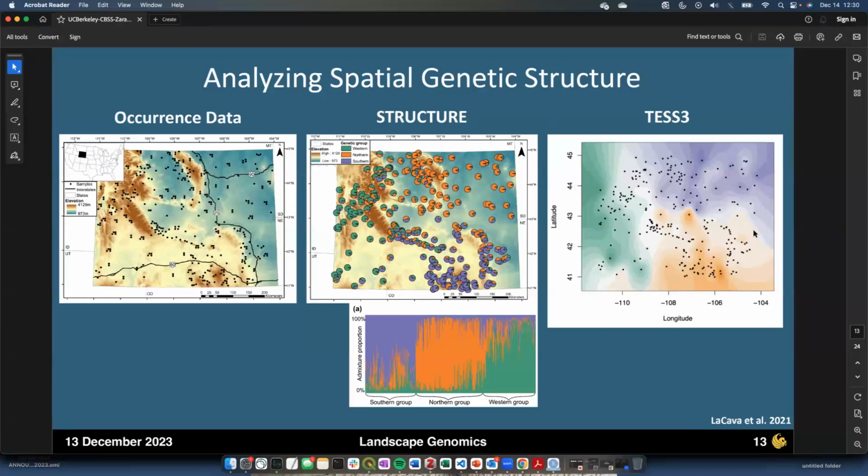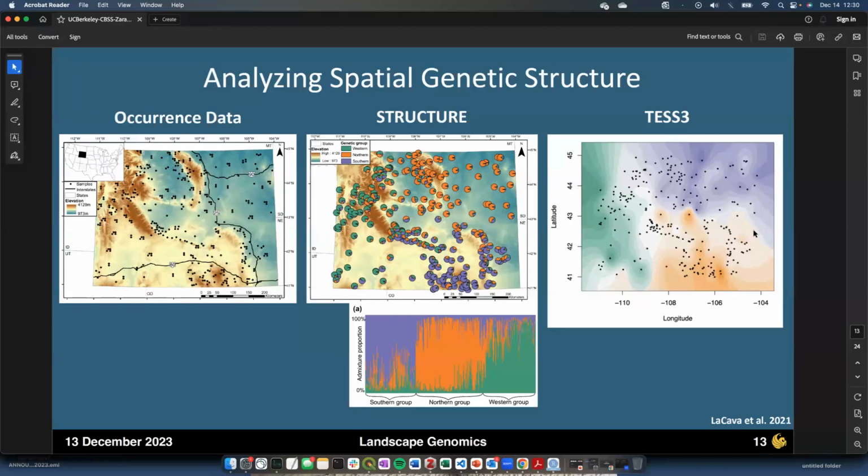And again, this is really commonly used in structure, these types of pie charts across the landscape. You often see something like these bar plots that have individuals represented by each individual column, and you have some sort of admixture or assignment of ancestry for those individuals. What she saw here was essentially that there was a southern group, a northern group, and a western group, which you can see on the map itself has some sort of spatial representation.